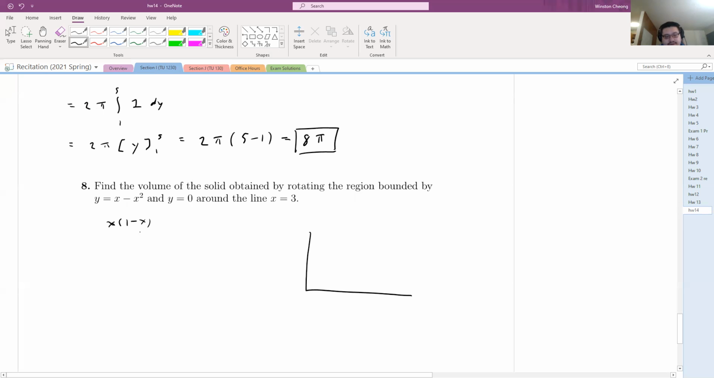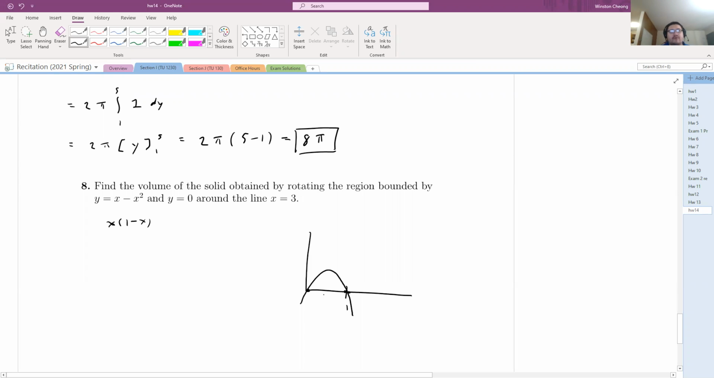So 1 minus x is what you get, and that tells you this is a parabola with intersection points at 0 and at 1. And really those 2 points are all you need in order to trace out the parabola.